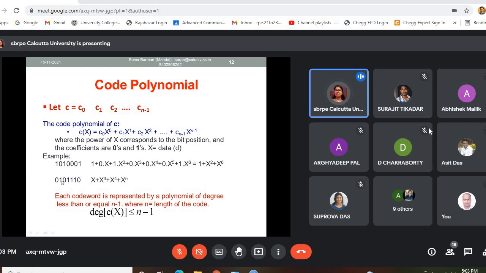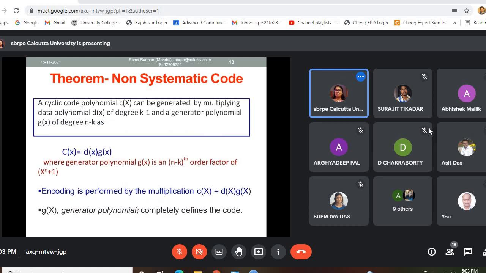This is 1, 2, 3, 4, 5, 6, 7. So code length is 7, but the polynomial's highest power is 5. So this is less than n minus 1. So the degree of your code polynomial is less than or equal to n minus 1. This is a very important thing. Is this clear to you?